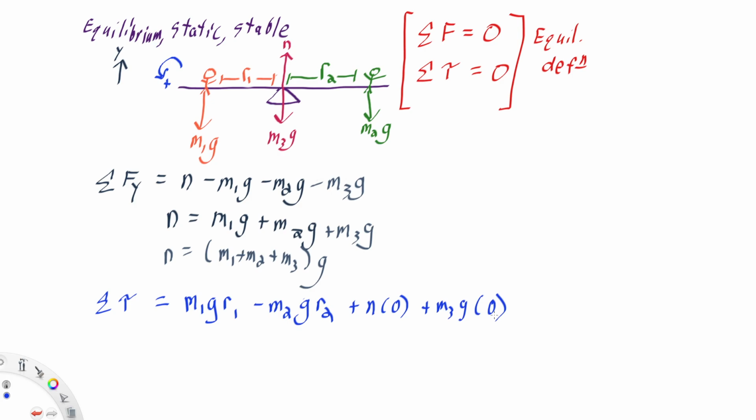Why is it mgr, not mgr squared? That is a good point. So the r squared bit goes into defining our moment of inertia. But a torque is just the perpendicular force times r to the first power.